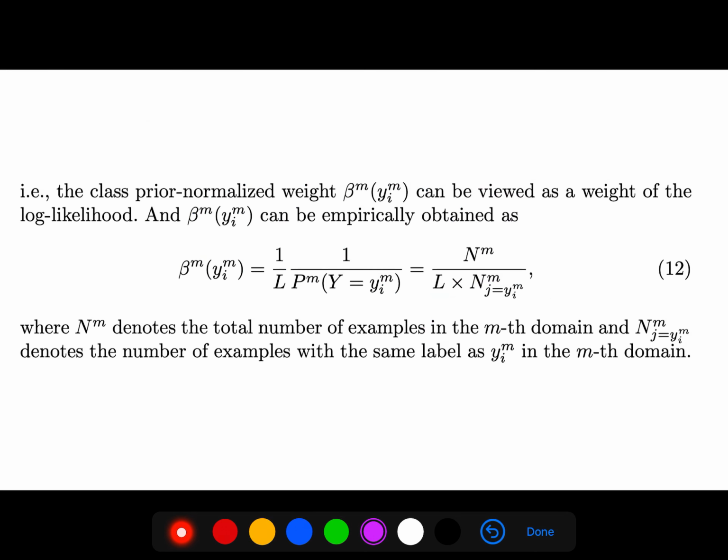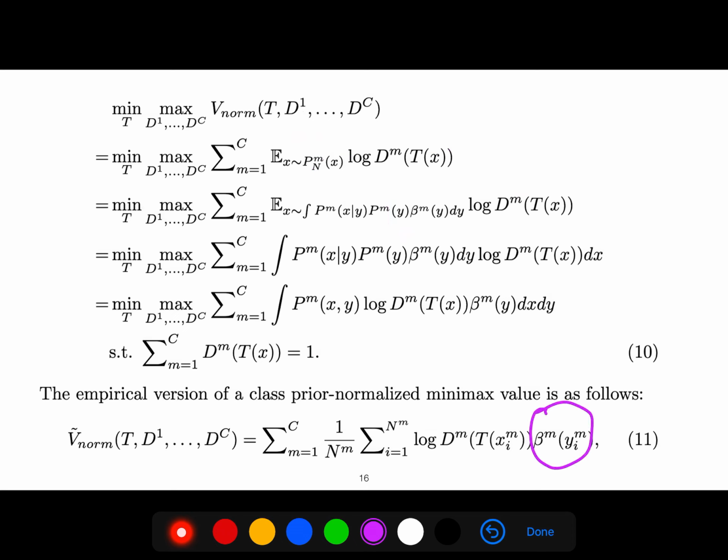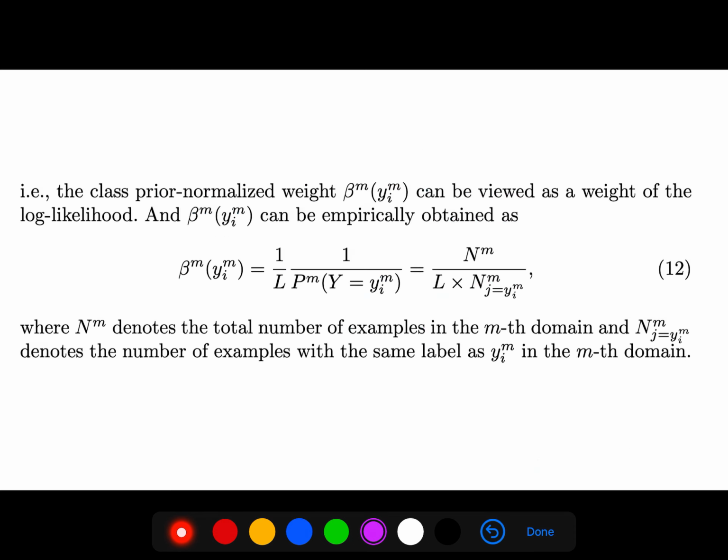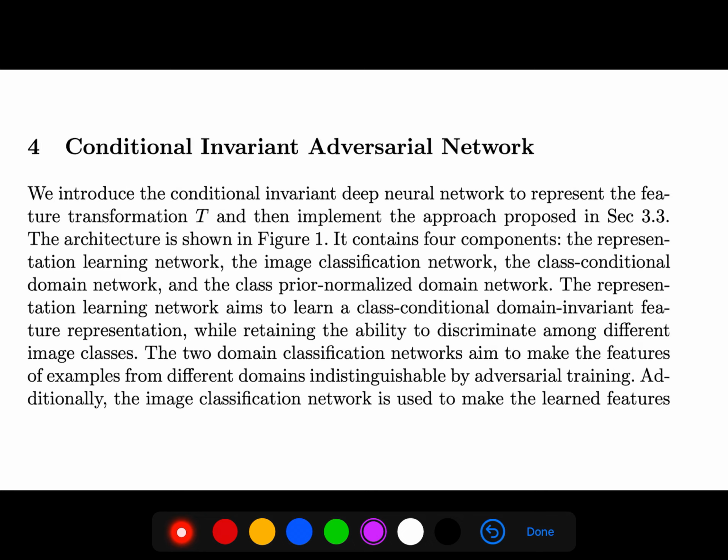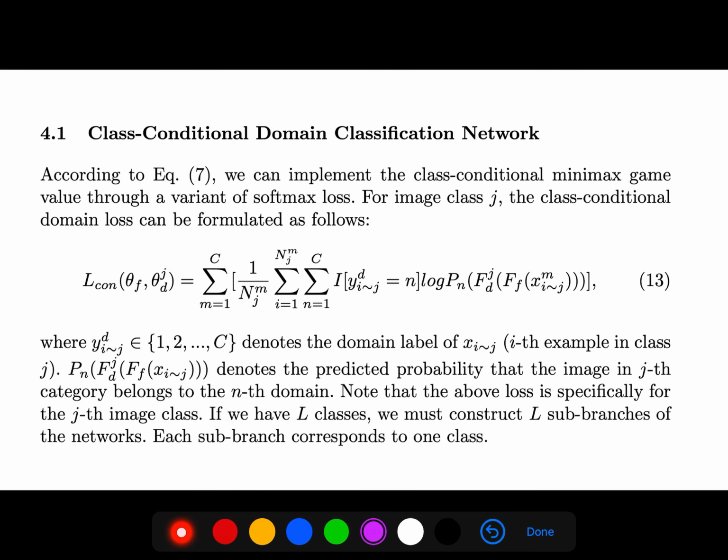So the class prior can be viewed as a weight of the log likelihood, because if you remember, this one is like a weighted version of what we had before, and so we can think about it like a weight of the log likelihood. So we introduced a conditional version of that. Everything is standard, but we are just using the conditional.